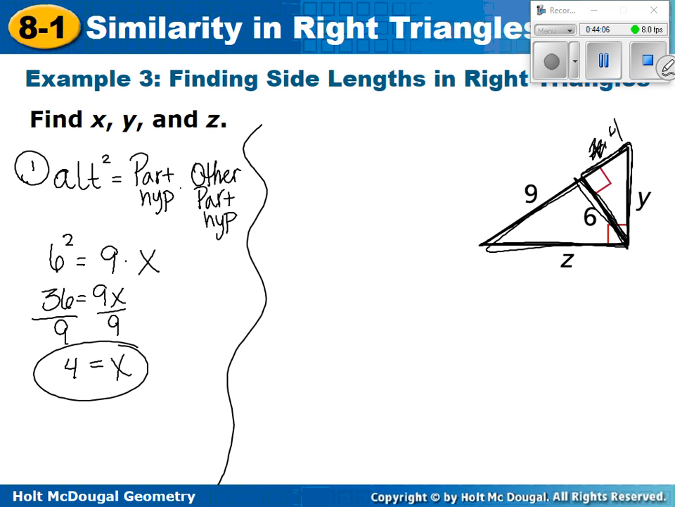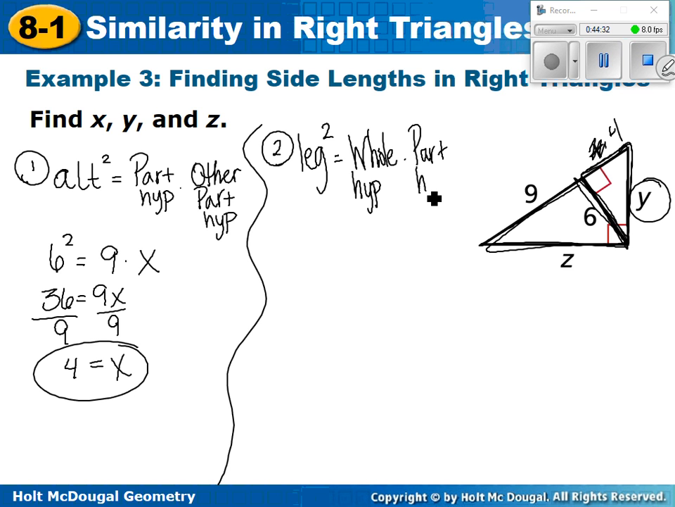So now what do we want to do? You want to find y or you want to find z? Okay, if we want to find y, what is y in our great big picture? Is it a leg, an altitude, a hypotenuse? It's a leg. So we're going to go to our second shortcut. Leg squared equals the whole hypotenuse times the part of the hypotenuse adjacent to the leg. Means it's got to be touching the leg.